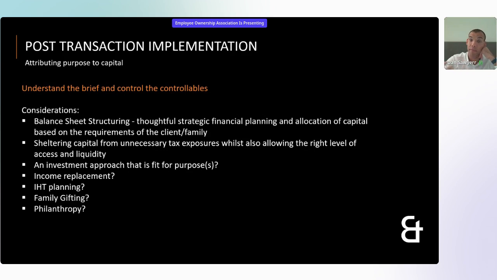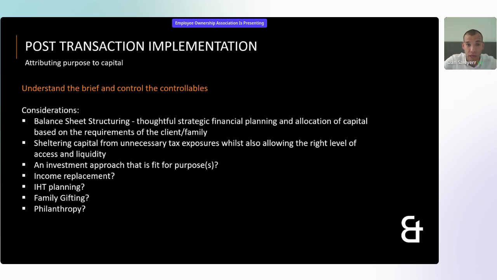Once we've got a clear understanding of the brief, it's at that point that we start to think about what makes sense now in terms of an investment approach that is pulling towards those specific goals and objectives. And primarily that's around making sure that there are sufficient income flows from your asset base to meet standard of living requirements. We're then into inheritance tax planning. Should we be thinking about gifting to family members or indeed philanthropy?